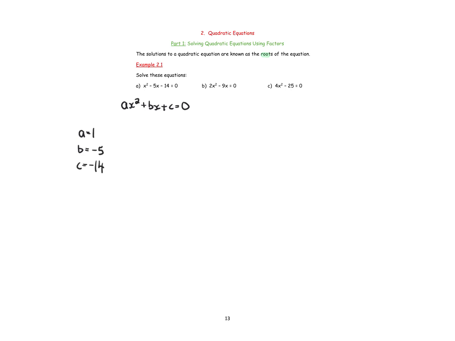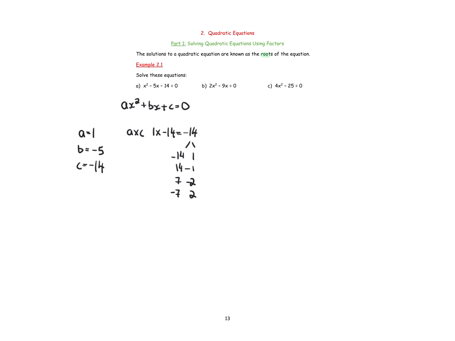I'm going to multiply a by c. That will give me 1 by minus 14, which is equal to minus 14. Next, we write down the numbers that when multiplied give us minus 14. We can begin with minus 14 by 1 or 14 by minus 1. We'll also have 7 by minus 2 or minus 7 by 2. And there are no other integers that can be multiplied together to give minus 14.